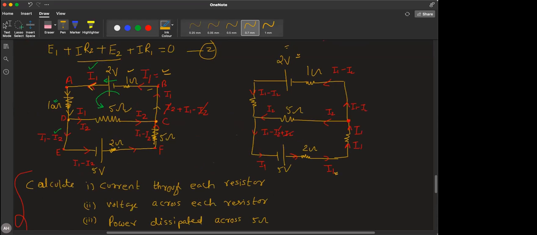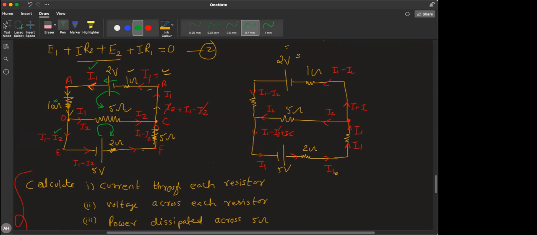So let's take this loop, D, E, F, C, D. See the first loop, A, D, C, B, A. We take this loop to be clockwise. It's your choice whether you want to take clockwise or anti-clockwise. You choose the first loop to be anti-clockwise. So we can take the second to be clockwise or anti-clockwise. That's your choice. Now let's take this to be clockwise.